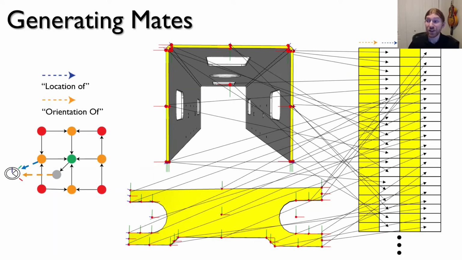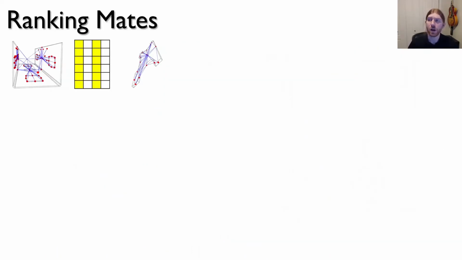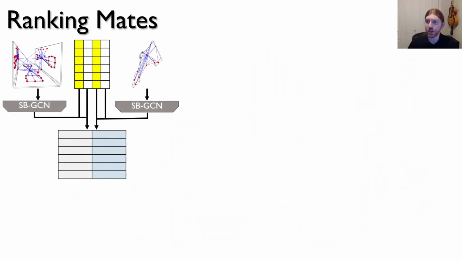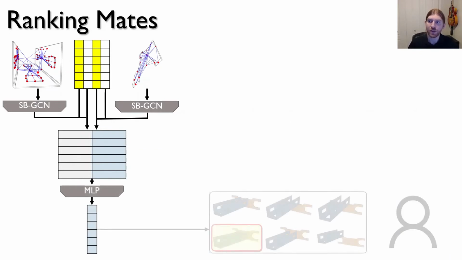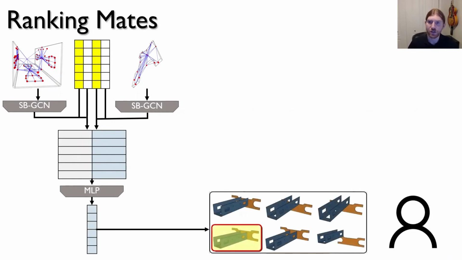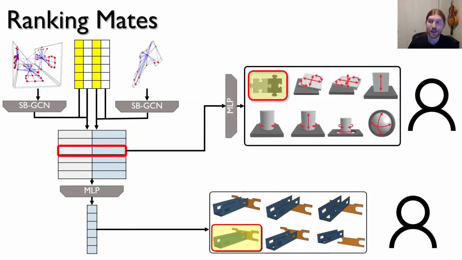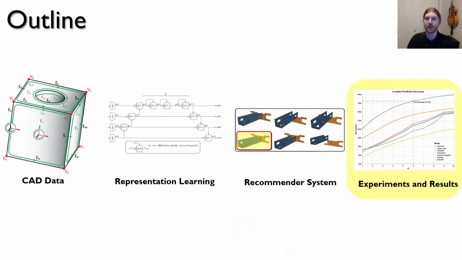This can result in very many potential mates. We need to reduce these suggestions before passing them to the user. We treat this as a ranking problem and use a Siamese network configuration of our SBGCN to create features for each potential mate. A simple fully connected network then scores each. These are ranked and the top 6 are presented to the user. If the user selects one, another fully connected network is used to classify the mate type.